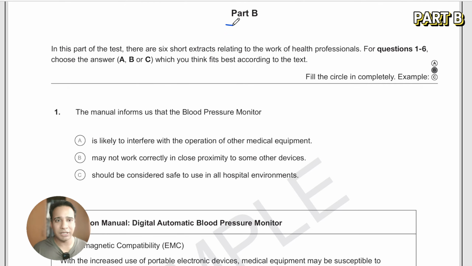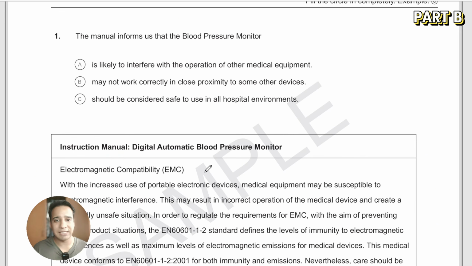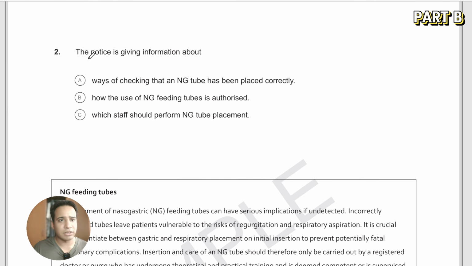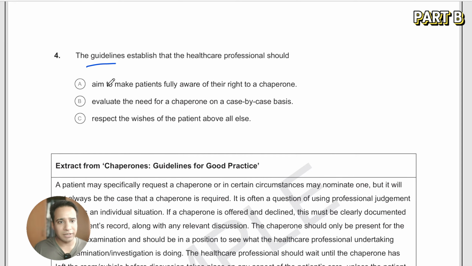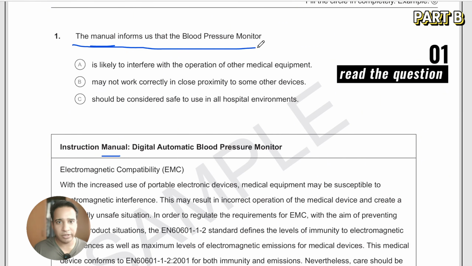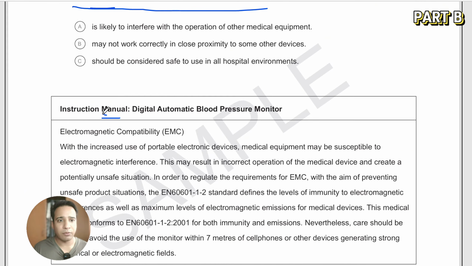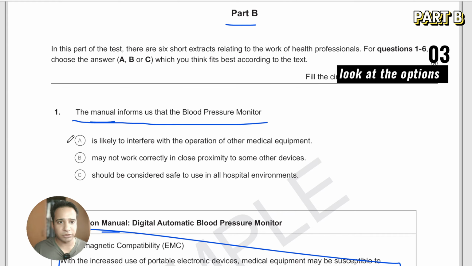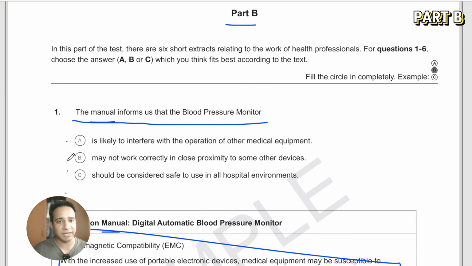Now let's look at part B. In part B, you will have 6 questions. Each question has a paragraph. Each question and paragraph will tell you what it is about. Is it a manual? Is it a notice? Or is it a guideline? Here, what you have to do, first of all, read the question, what they're asking you about, and then read the passage. After reading the passage, go towards the options. You can see A, B, and C. You'll have 3 options and you have to choose the best one.